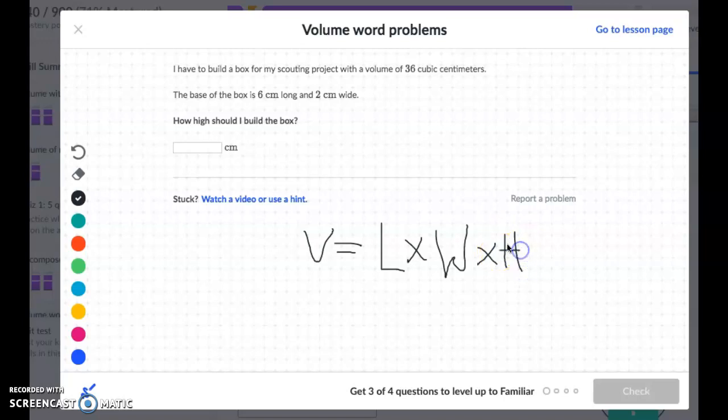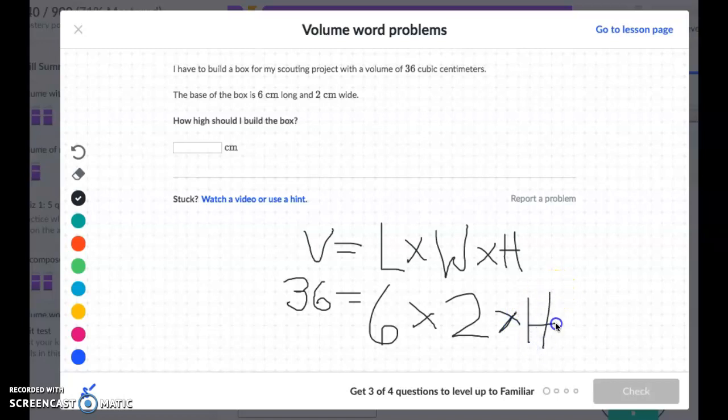And in this case, they actually told me that the volume is 36. So I'm going to put my 36 here where the V is. And then they told me that the base of the box is 6 centimeters long and that the width is 2 centimeters. And then they said how high. So I'm trying to figure out how high it is.